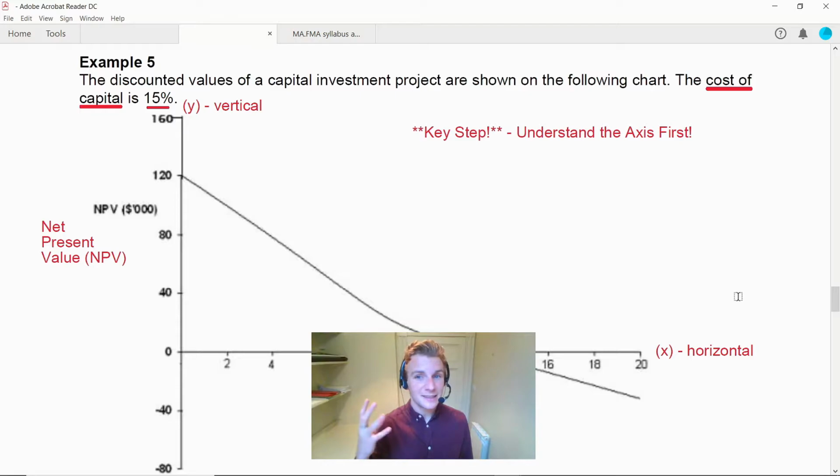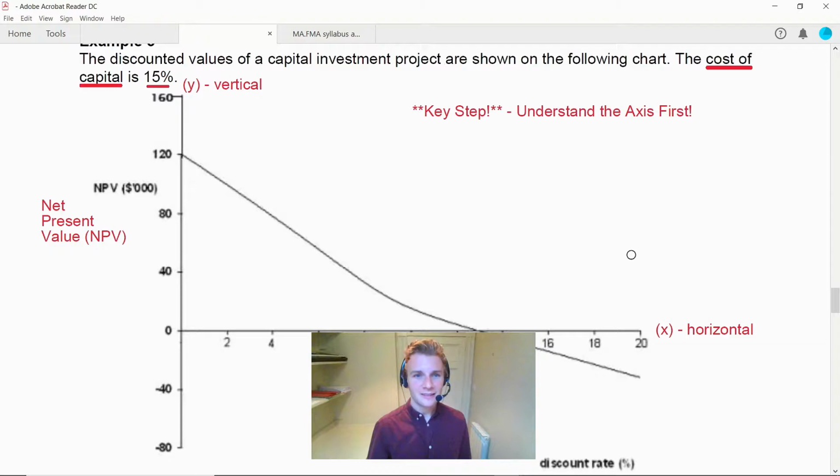But we've got to describe it and what is actually happening. So the discounted values of a capital investment project are shown on the following chart. Okay, lovely. The cost of capital is 15%. Okay, right. Next thing is, if you get a graph on this examination paper, the first thing I'm going to be doing is I've got to understand what is going on in this graph.